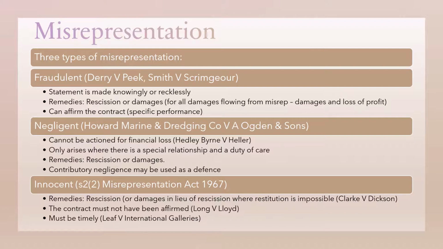For innocent, the contract must not have been affirmed. It must be timely. You've got to make sure that you act as soon as you know there's a misrepresentation, you take some action. But ultimately the remedies are rescission or damages. So usually it's just rescission. But if restitution is impossible, for example, you can't restore the diamonds to the mine, then you can get damages instead.